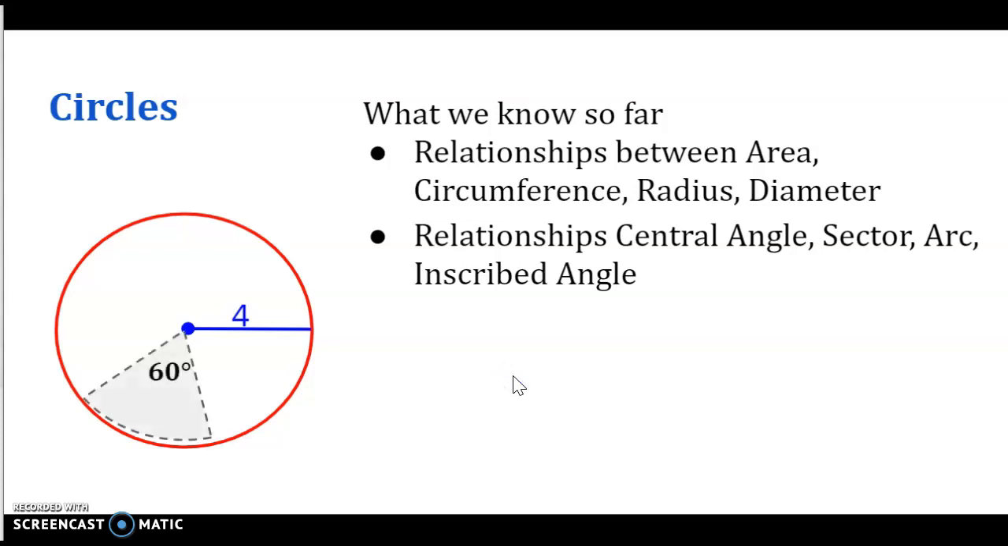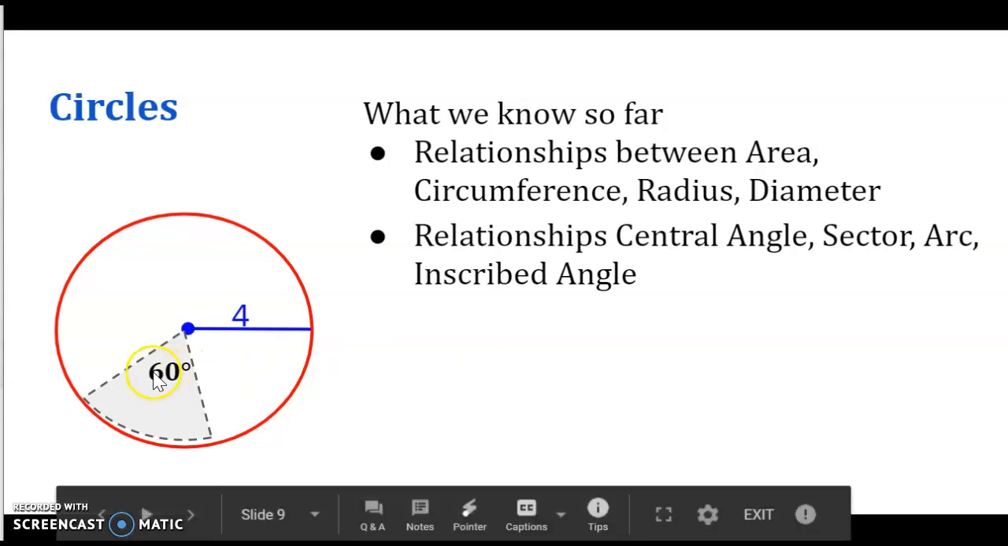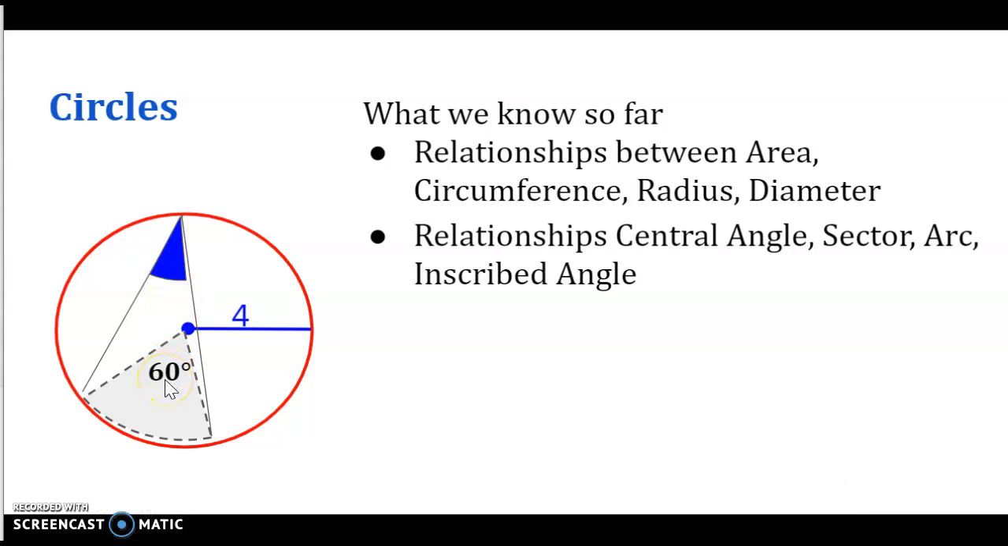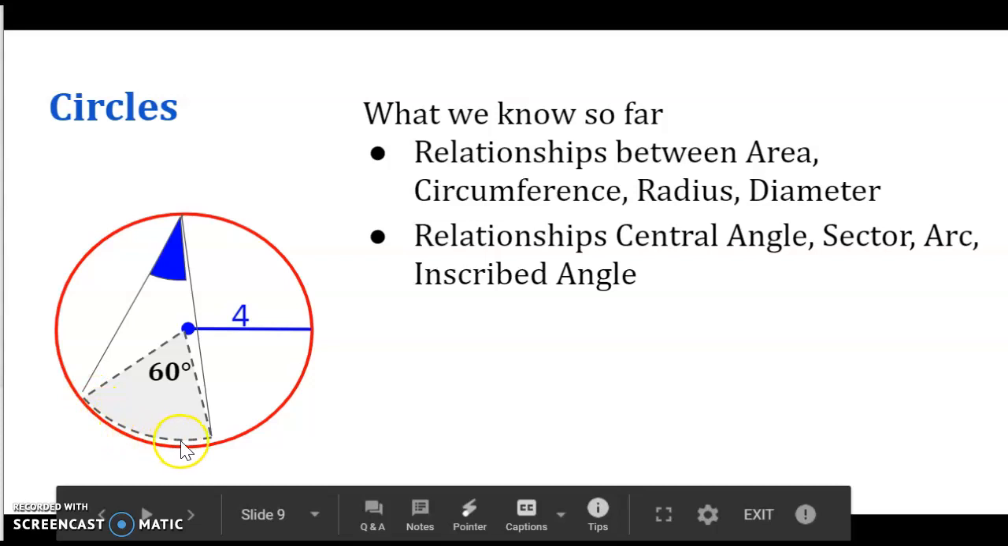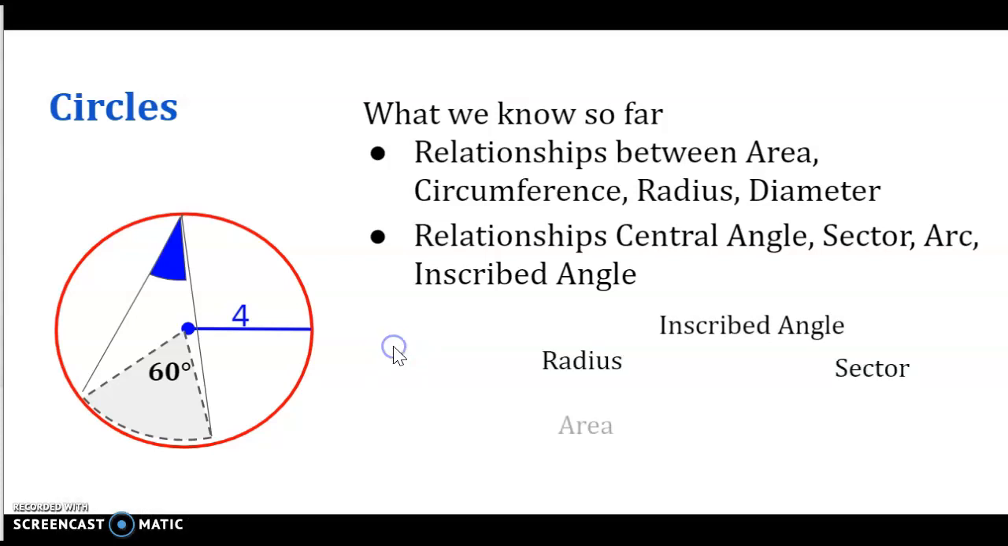So for example, if we have this little sector with a central angle of 60 degrees, we also know the relationship between the central angle and inscribed angle: the inscribed angle measure is half the angle measure of the central angle, and also half the angle measure of the arc. So inscribed angle, sector, radius, area, central angle, and arc are all very much related. To calculate one, you need the other information.